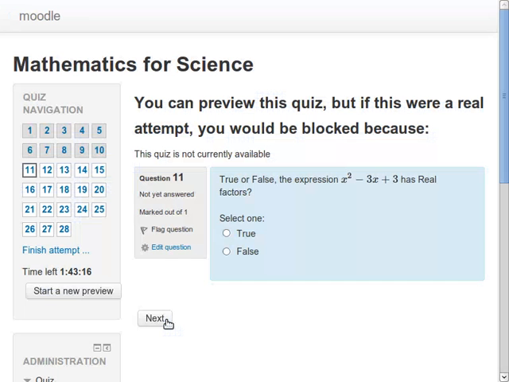Okay, next. True or false, this has real factors? Well, before we check if it has factors, we should check to see if it has roots. If you calculate the discriminant here, you'll get 9 minus 12, which is minus 3. So this has no roots. If it has no roots, it definitely has no factors. So the answer is false. Double check with your calculator.